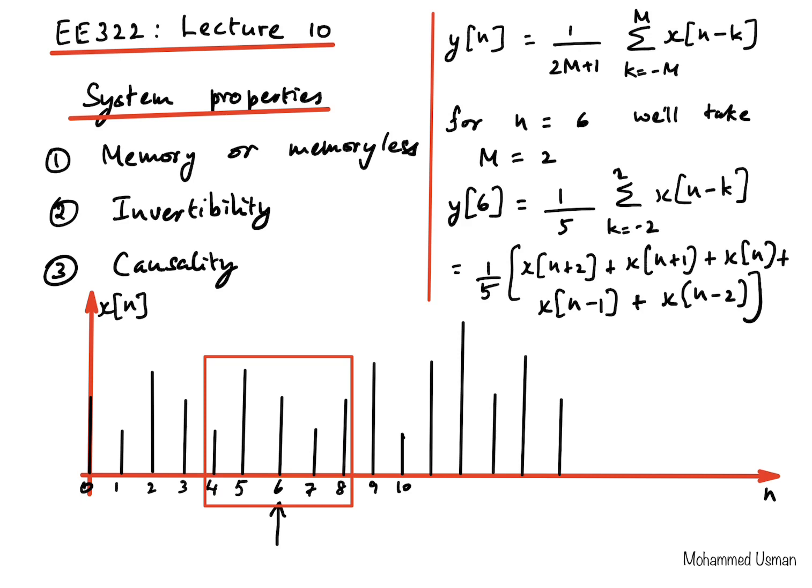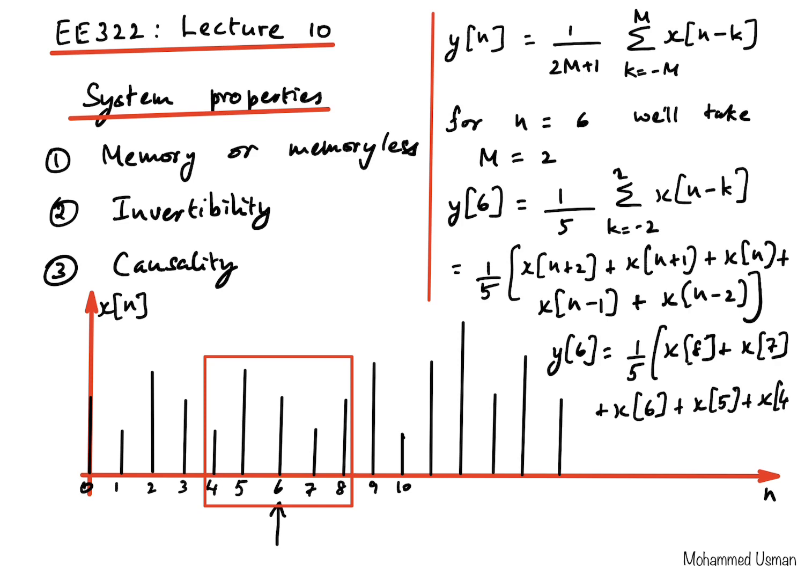So if I just elaborate this a bit further, we can write y of 6 as equal to 1 by 5 times x of 6 plus 2, which is x of 8, plus x of 6 plus 1, which is x of 7, plus x of 6, plus x of 5, that is 6 minus 1 is 5, plus x of 4. Okay, so that's our output when n equals 6.